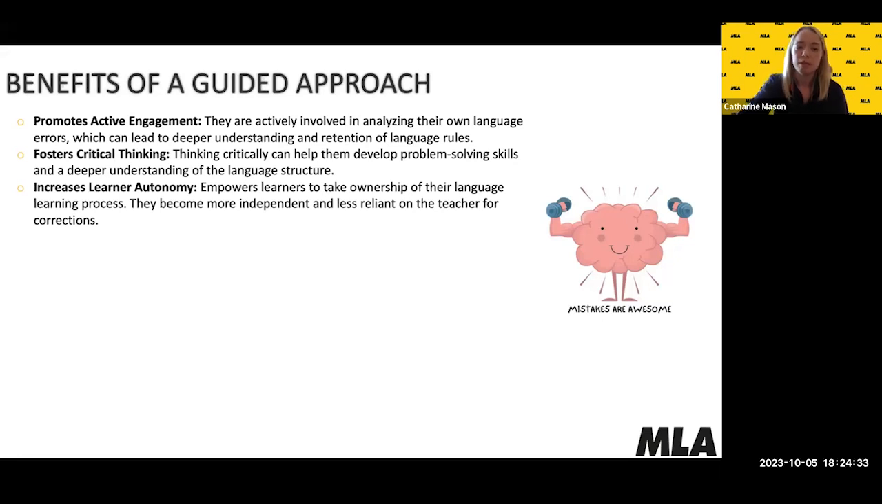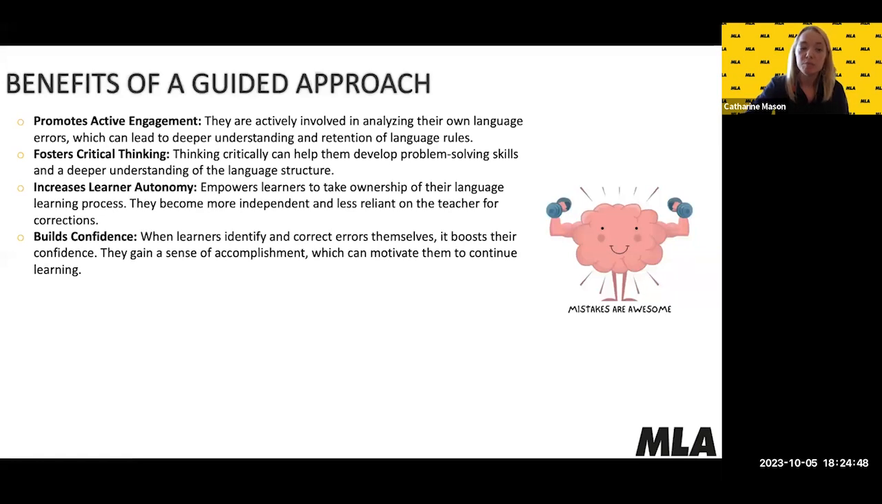Increases learner autonomy. It empowers learners to take ownership of their language learning process. They become more independent and less reliant on the teacher for corrections, which is, of course, what we all want. It helps them to build confidence. When learners identify and correct errors themselves, it boosts their confidence. They gain a sense of accomplishment, which can motivate them to continue learning.